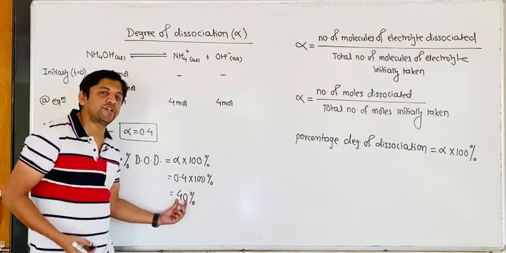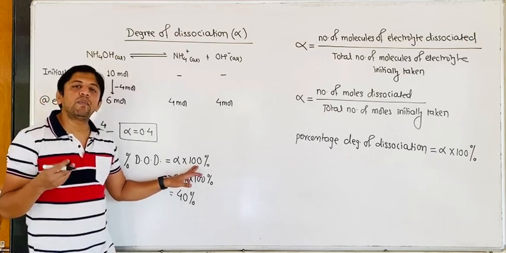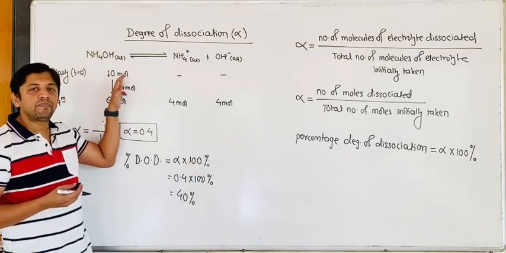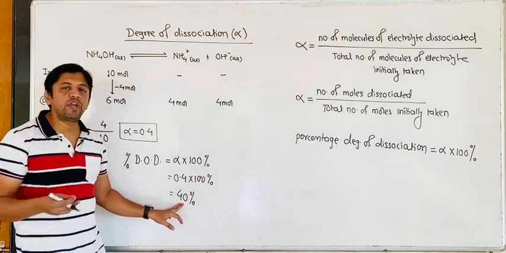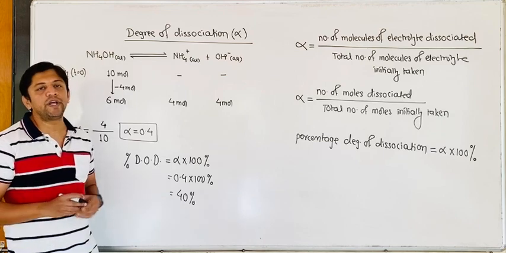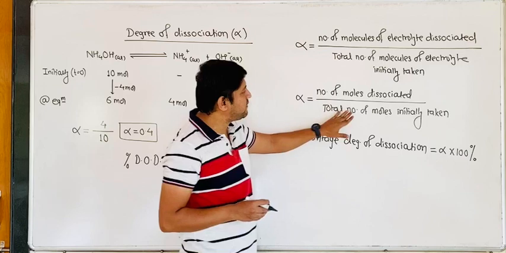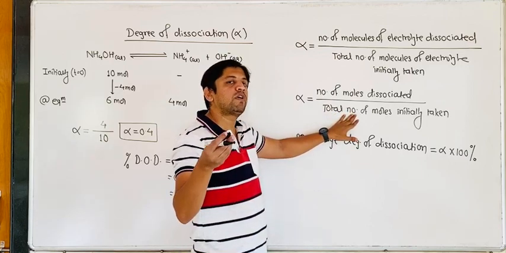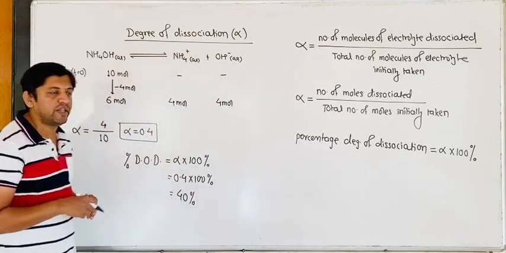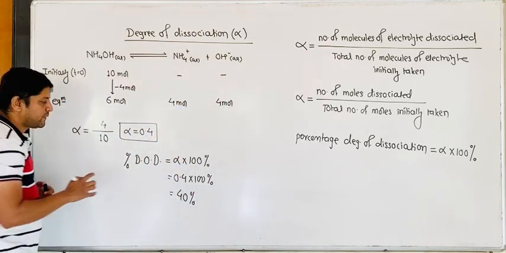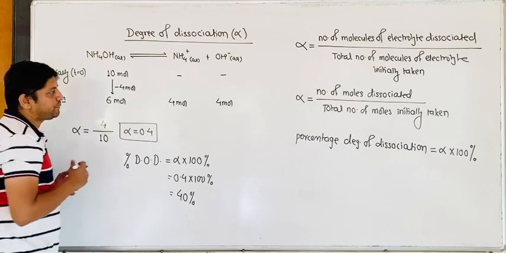40% extent of dissociation, 40% degree of dissociation means whenever there are 100 molecules of NH4OH, when equilibrium is attained, out of those 100 molecules, 40 molecules will get dissociated into aqueous solution into its own ions. Or when we have 100 moles of NH4OH, out of those 100 moles, only 40 moles will be dissociated when equilibrium is attained in this dissociation process. Hence, alpha represents extent of ionization.